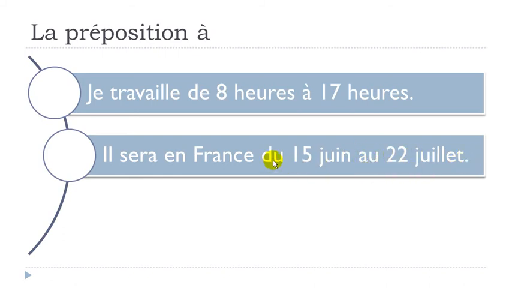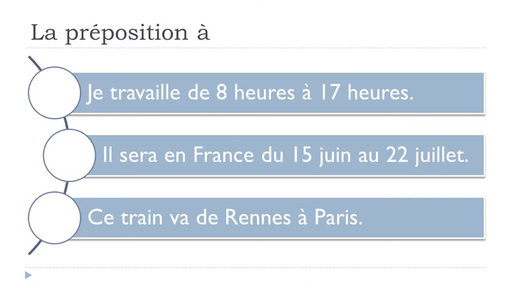All right, so in that situation, you can see that it's exactly the same concept, but as we use the articles, then we've got to modify the prepositions. Okay, so il sera en France du 15 juin au 22 juillet. And the last example that we can have, ce train, this train, okay, va, so goes, de Rennes à Paris. Okay, and in that case, we just put the name of the towns, de Rennes à Paris.